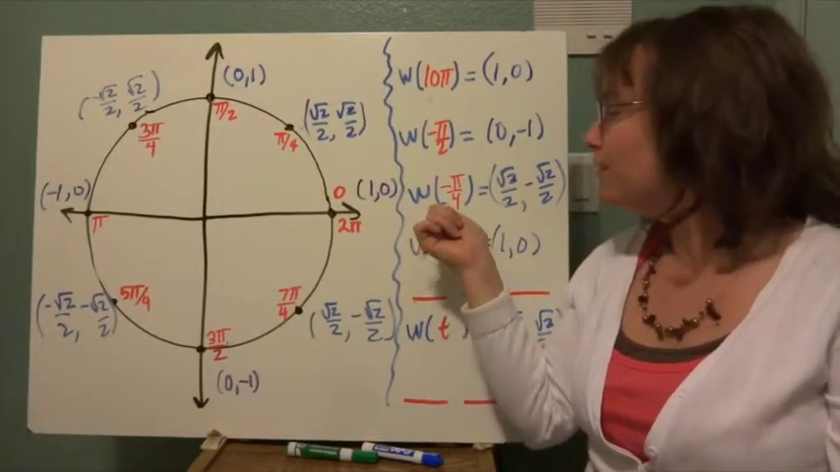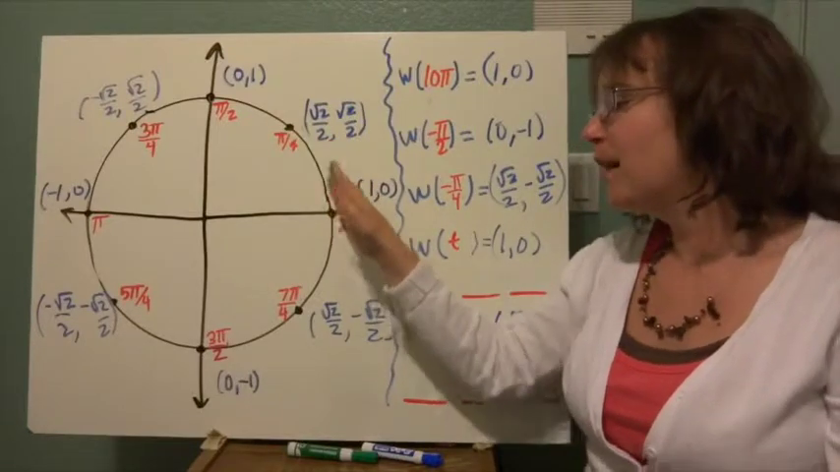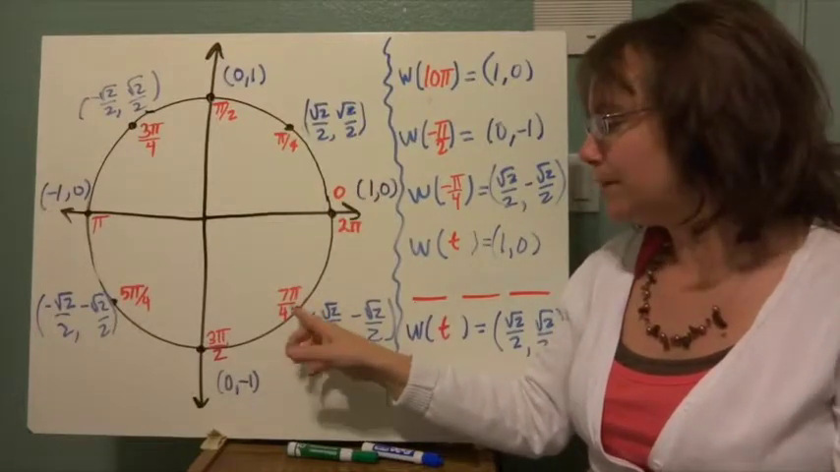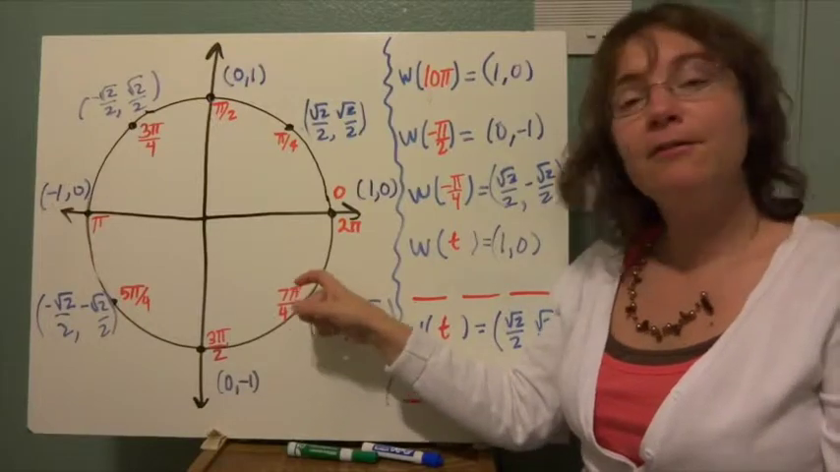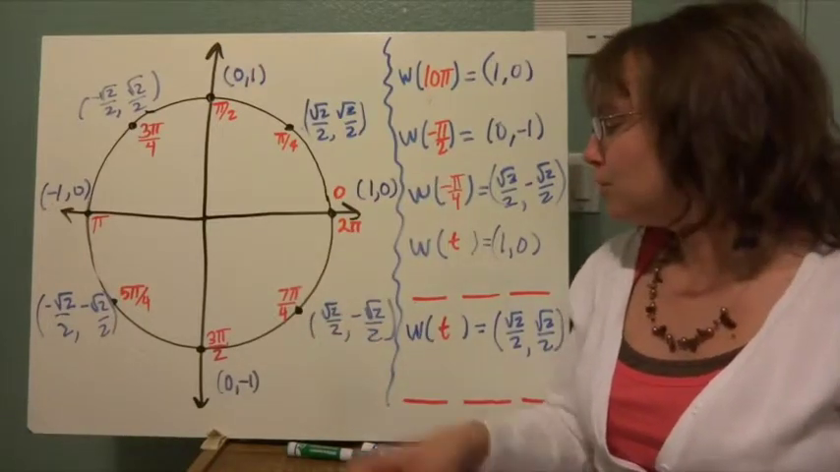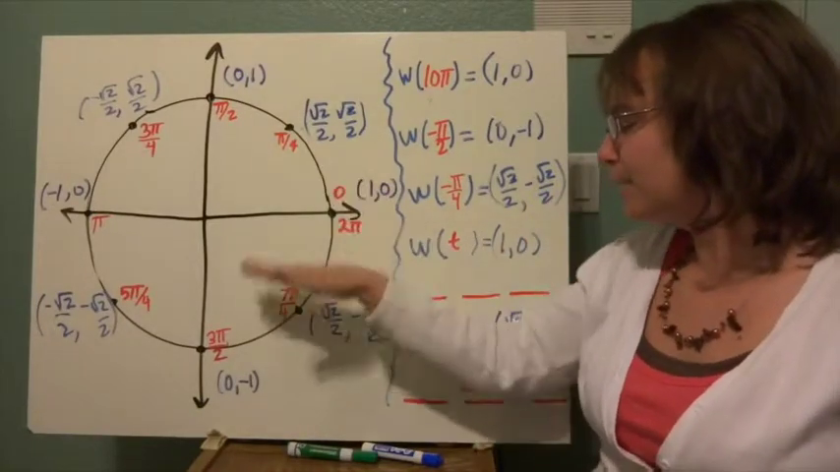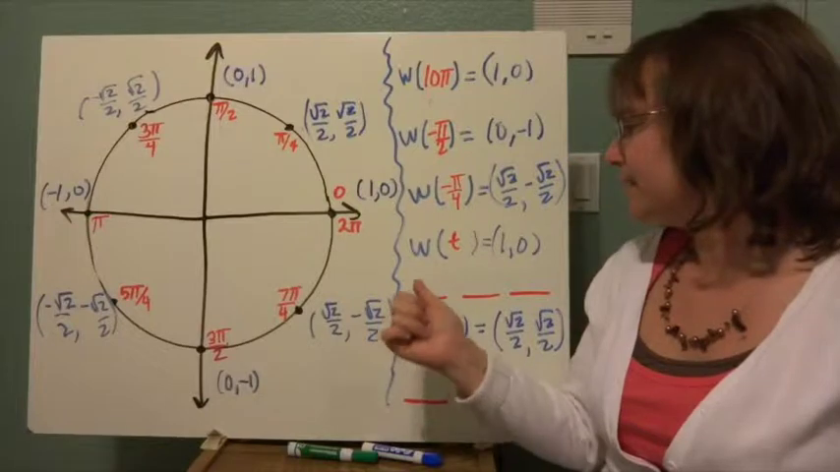Wrapping function of negative pi over 4. Instead of going this way, pi over 4, I'm going this way, pi over 4. So I'd be right here. So the wrapping function for negative pi over 4 would give me rad 2 over 2, comma, negative rad 2 over 2. So I'm negative on the y-axis there.